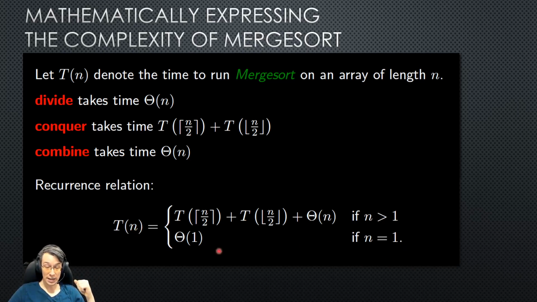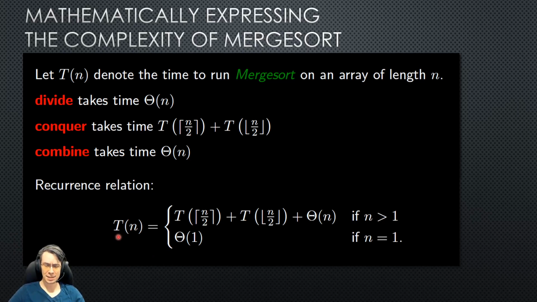Okay, so here is a recurrence relation to describe the runtime of merge sort on an array of size n. If n is 1, it's constant, theta 1, and if n is greater than 1, we have T of ceiling of n over 2 plus T of floor of n over 2 plus theta n runtime. So this expresses the runtime of the divide and conquer algorithm for merge sort.